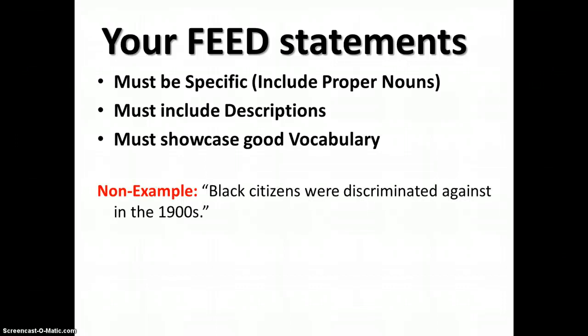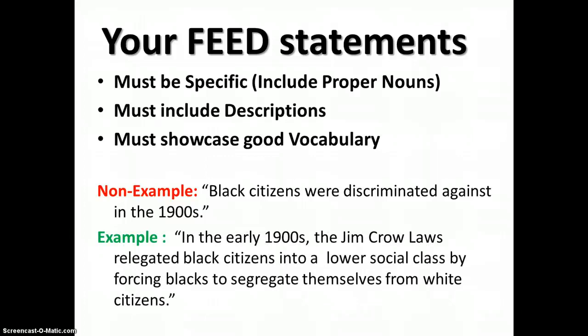A non-example would read, "Black citizens were discriminated against in the 1900s." That one doesn't have a lot of specifics or descriptions, and the vocabulary could be improved. What if you said, "In the early 1900s, the Jim Crow laws relegated Black citizens into a lower social class by forcing Blacks to segregate themselves from white citizens."